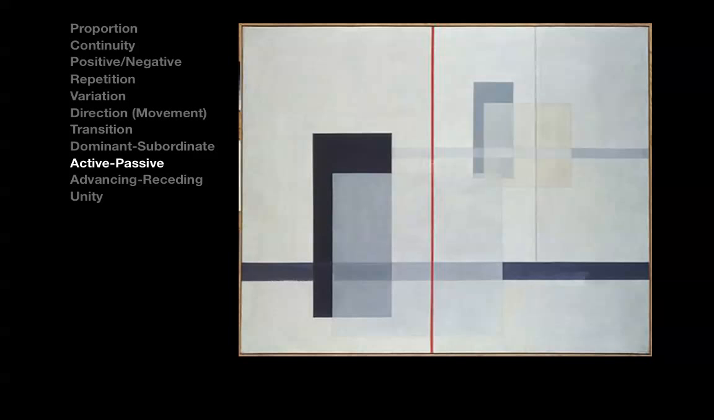This painting by Laszlo Moholy-Nagy is a composition of balance between active and passive forces. The highly active red line provides a stabilizing element while at the same time creating a point of tension.